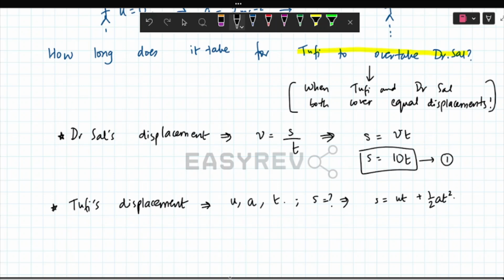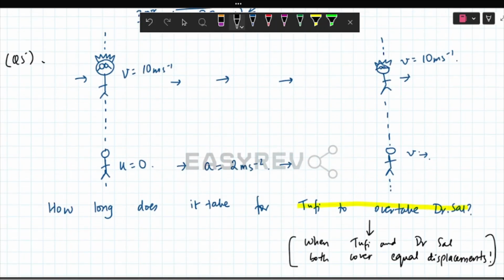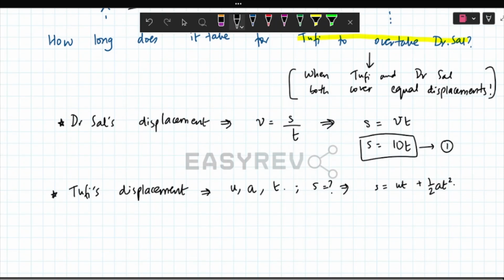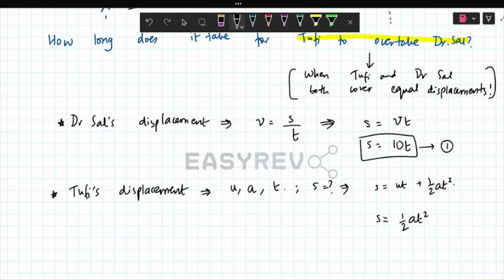As tricky as this looks, the first term actually vanishes because our initial velocity is 0 and any number multiplied by 0 is simply 0. So we can simplify this to half at squared. I can plug in the value for acceleration, which is 2 meters per second square, and I get half times 2 times t squared, which is simply t squared. That is my second equation.